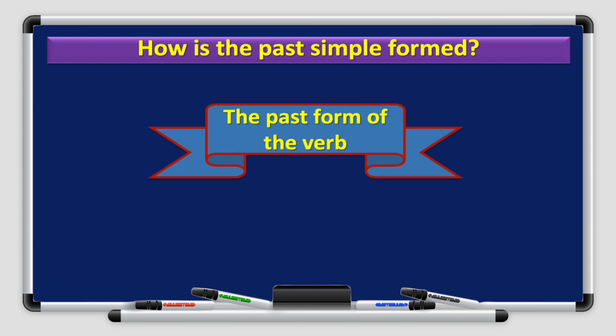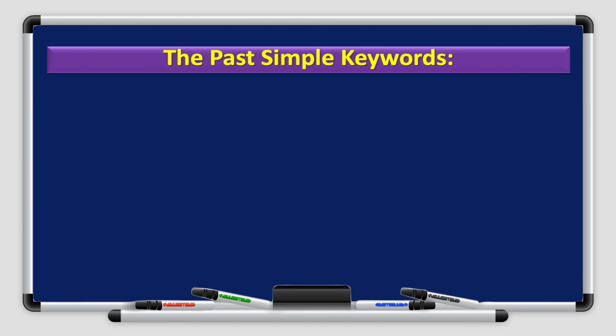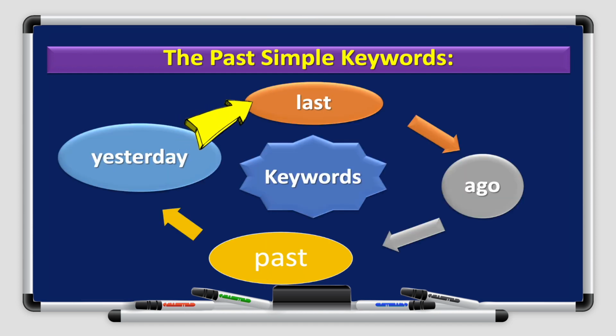You use the past form of the verb. So remember, we said present simple, you use the base form, but with the past simple, you use the past form of the verb. For example, I baked a cake yesterday. There are some keywords that you need to keep in mind when looking for a past simple sentence. They are last, ago, past, and yesterday.